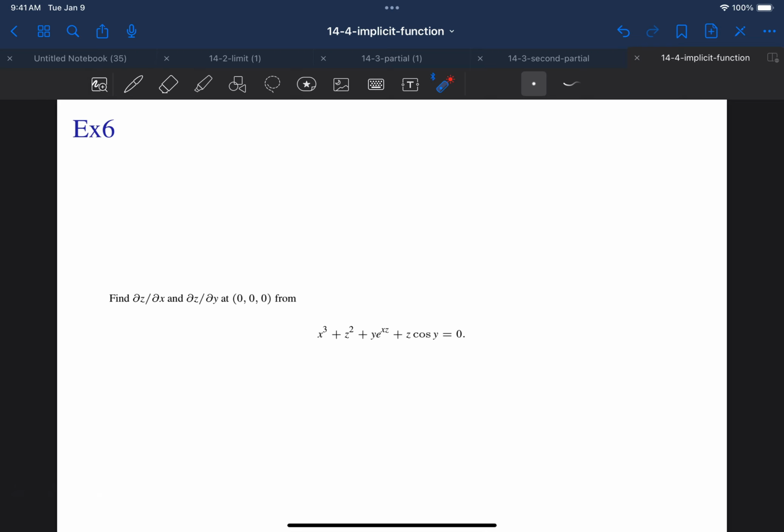So we have here an implicit function, but there are three variables on the left-hand side. And z is a dependent variable and x, y are independent variables. So we look at partial z partial x, partial z partial y, and at the target point 0, 0, 0.